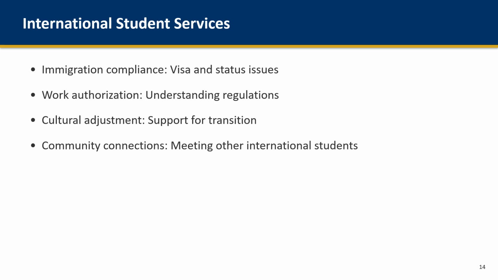Work authorization guidance explains what work is permitted under your visa status, how to obtain work permission, and how to maintain compliance. Rules about on-campus employment, off-campus work, and post-graduation options vary by visa type. Understanding these rules prevents problems that could affect your status.